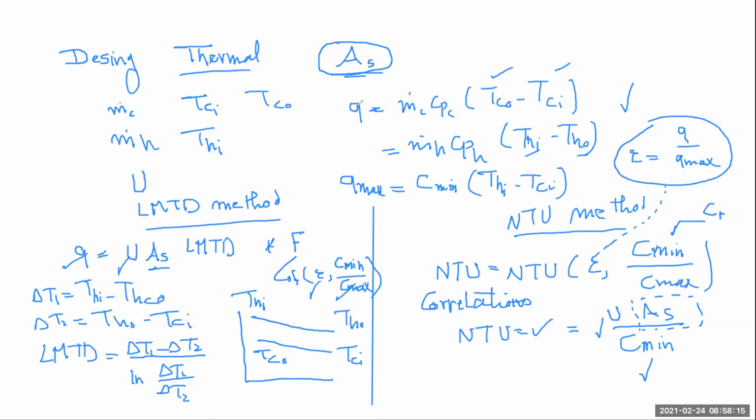So Q is called heat transfer rate, or sometimes it is referred to as heat duty of a heat exchanger, which means how much heat it's able to transfer from the hot fluid to the cold fluid.